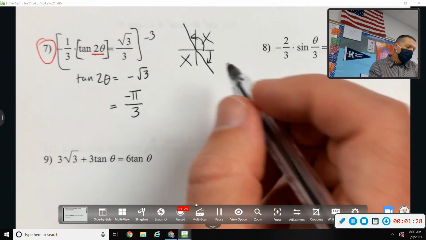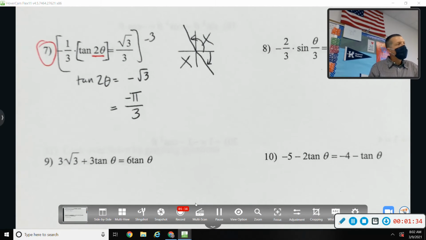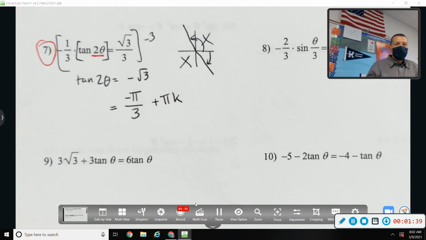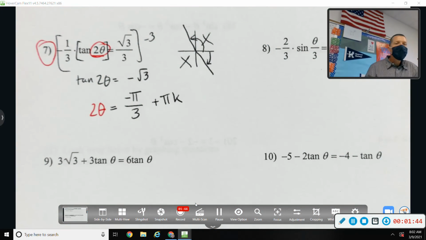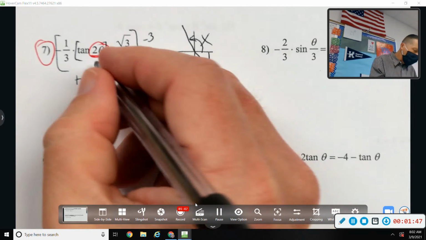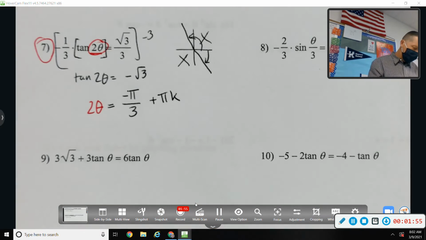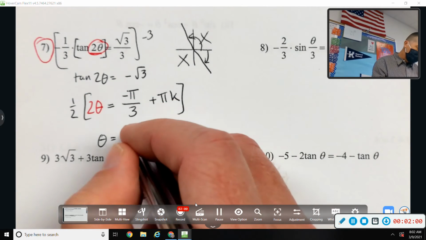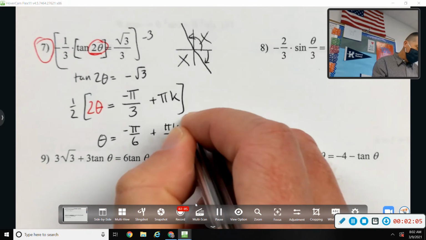And then how do I get the other angle without listing them twice? What's the tangent rule? Plus pi k will get all of them. Now here's the reason I picked this problem, is because 2 theta has to equal all of that. Not just theta, because 2 theta was the argument. Now I'll divide by 2. But don't divide by 2 until you've accounted for everything. So if I divide everybody by 2, or multiply by a half, if that's easier, negative pi over 6 plus pi k over 2.